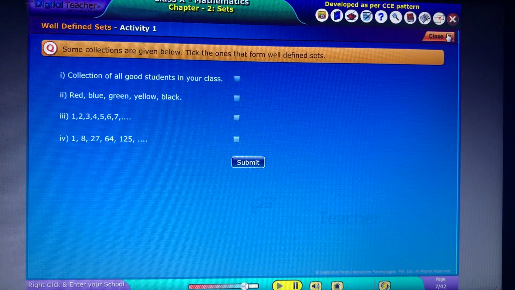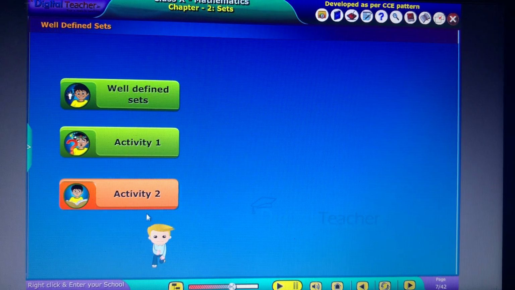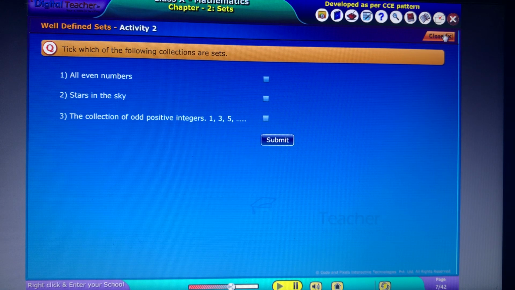Some collections are given below. Identify which of the following collections are sets.